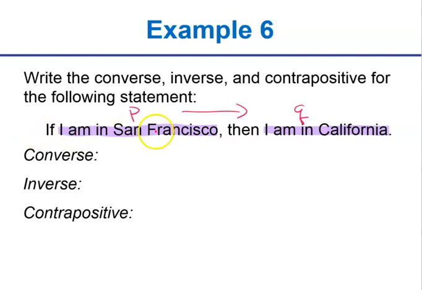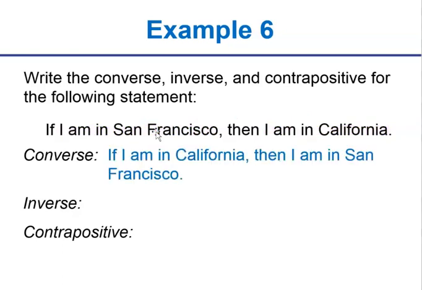Notice you don't keep the if with San Francisco and the then with California. You switch the order around, and the if goes with California, and the then goes with San Francisco. So typed up, if I'm in California, then I am in San Francisco. Now, let's think about the logic of this just real quick. If I am in San Francisco, then I am in California. Does everybody agree with that? Back to geography, San Francisco is in California, so that's a true statement. If P, then Q is actually true in this case.